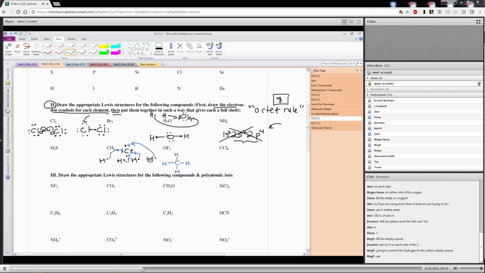We see just as many bonds as we expect. Carbon came in with 4 electrons, it wants 8, so it's going to make 4 bonds with the 4 electrons it has. Carbon comes in with 6 electrons and it wants 8, so it's only going to make 2 bonds with its 2 unpaired electrons here.